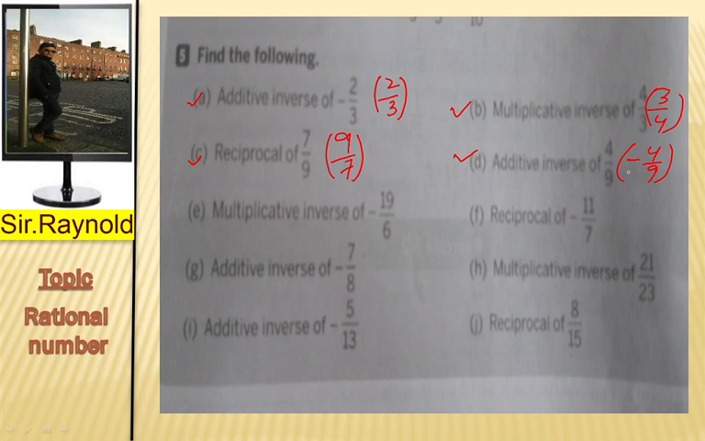I hope you get the idea. Now you can try by yourself E, F, G, H, I, and J. You have to do this, and I will tell you later how you will submit this homework to me. But you have to do it and copy it down in your classwork copy and also your homework copy.